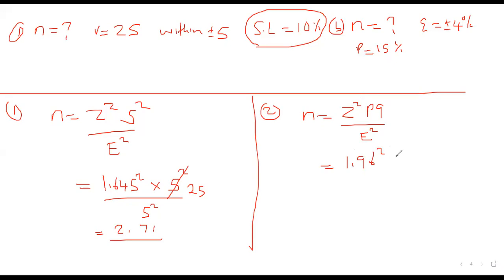And our P? The P is 0.15, and the Q? 0.85, sorry. Then 0.04 squared. So we have 1.96 squared times 0.15 times 0.85 divided by 0.04 squared. So you get 306 as a sample size.